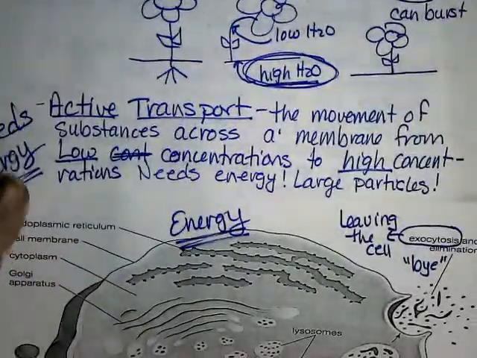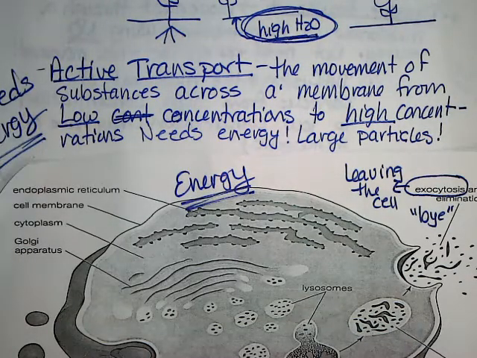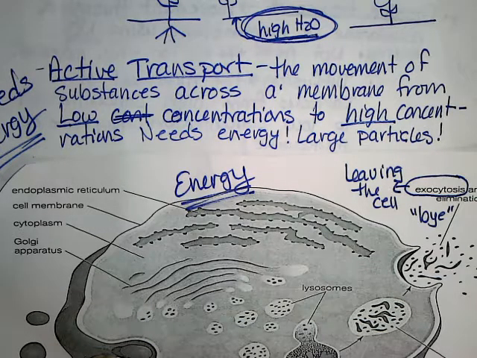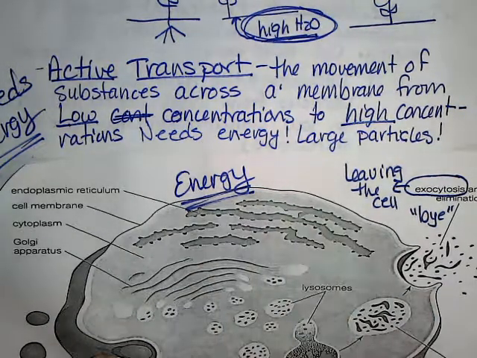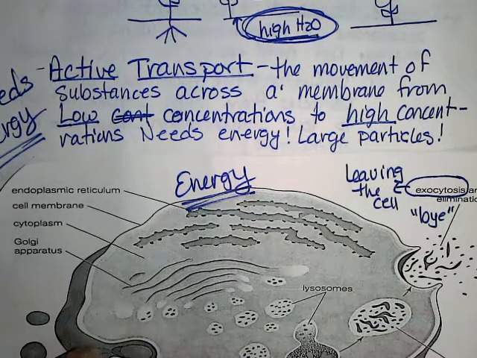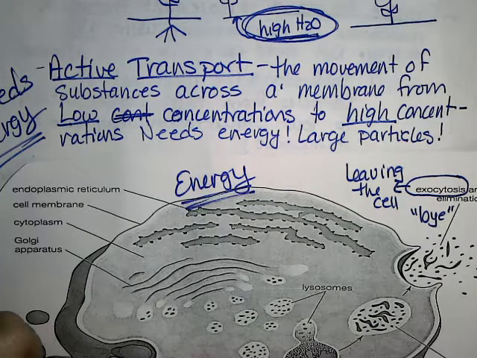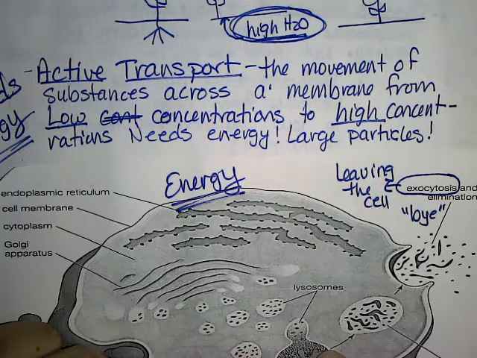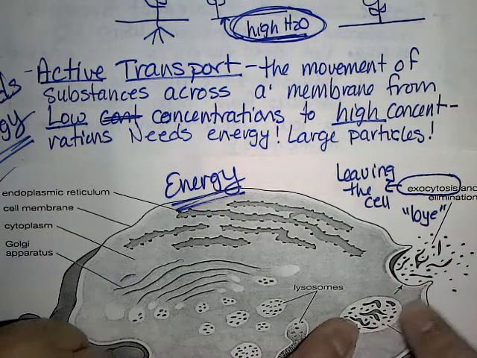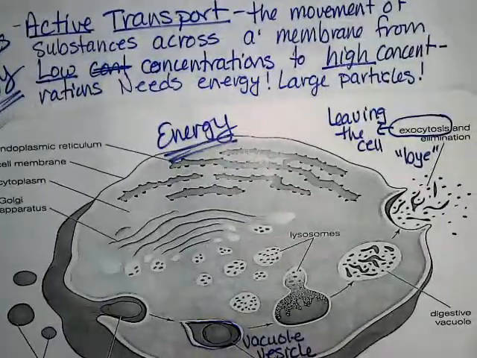Active transport needs energy to move substances across the membrane. This is going from low concentration to a higher concentration in the cell. Endocytosis takes in, forms a vacuole or a vesicle, gets used up, gets digested, and then eventually gets kicked out by the cell and eliminated.